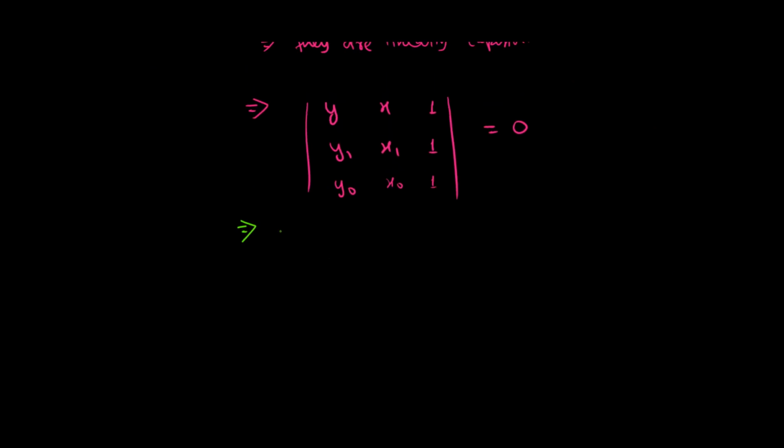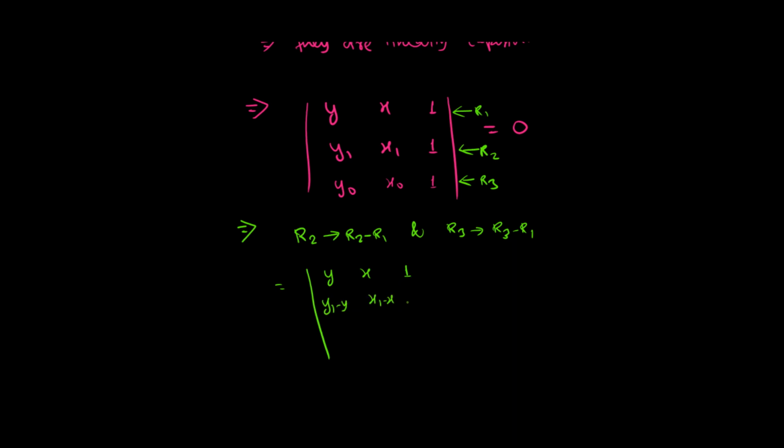This is my determinant. I will use some of the properties of determinant. This is my row 1, this is my row 2, and this is my row 3. So we'll replace row 2 by row 2 minus row 1, and we will replace row 3 by row 3 minus row 1. So this will be my new determinant, that is y x1 y1 minus y x1 minus x0, and this will be y0 minus y x0 minus x and 0 this side, and this will be equal to 0.